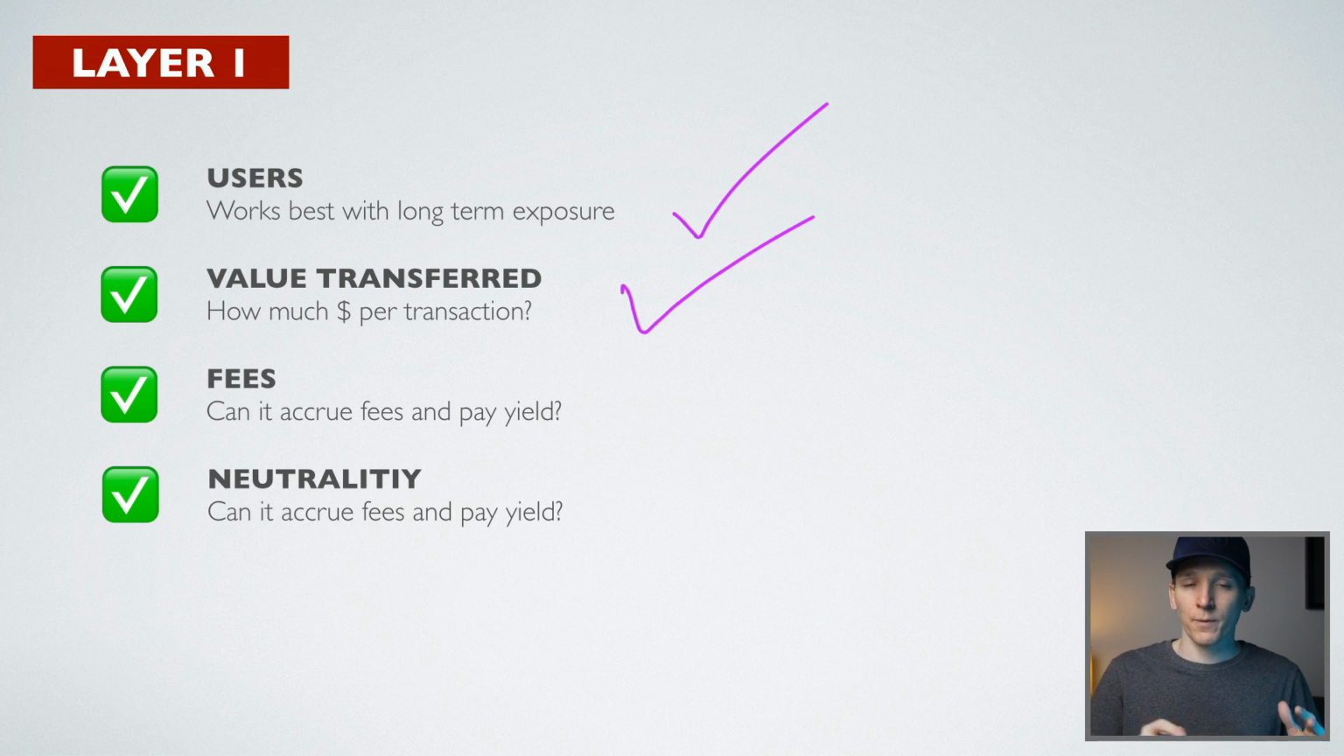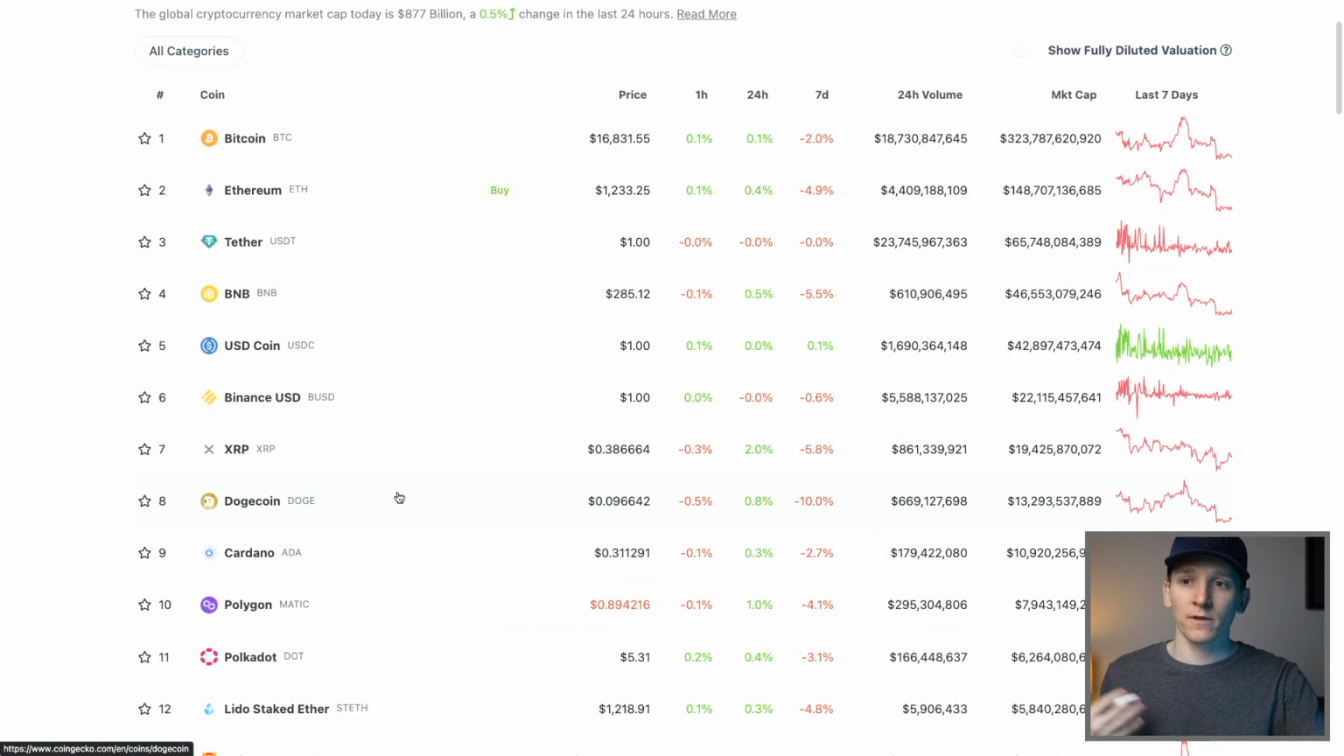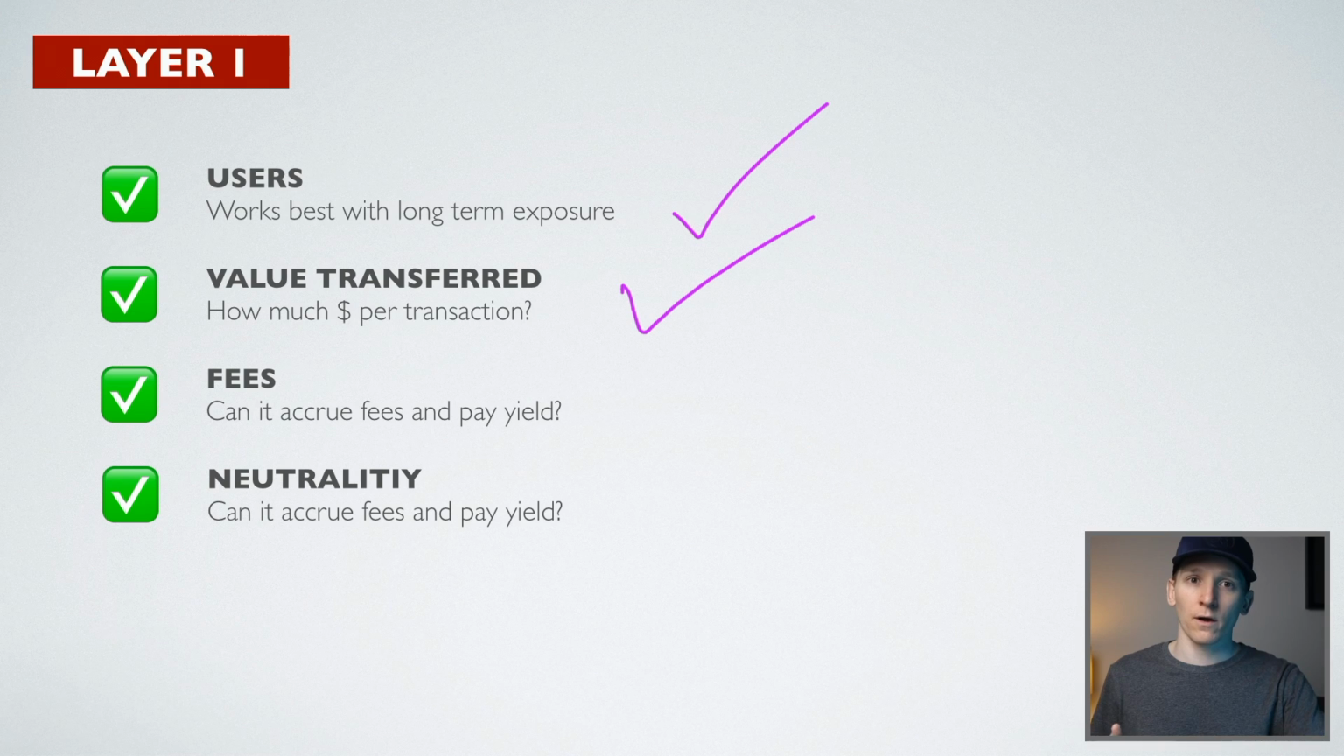Value transferred per transaction is really important, meaning for every single transaction, how big is the average amount of money that's transferred? What we can see is that the blockchain that has the highest value per transfer is actually valued the most, and that's Bitcoin. It has more than anything else, right?